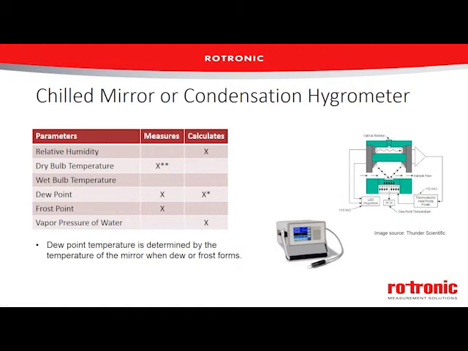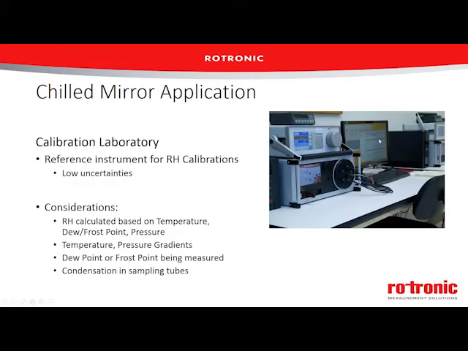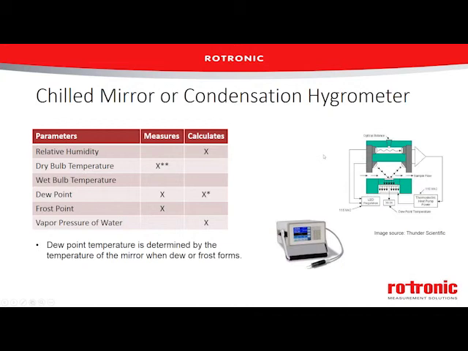What it essentially is, we've got an airflow going over a mirror that has cooling capabilities on it. That mirror would get cooled down until the point where dew or frost forms on it. The sensor would sense that dew or frost being formed by shining a light at the mirror and measuring the intensity of the light that's reflected off. As the dew or frost forms, the intensity of light reflected off goes down. So that's how the system knows what the dew point is.